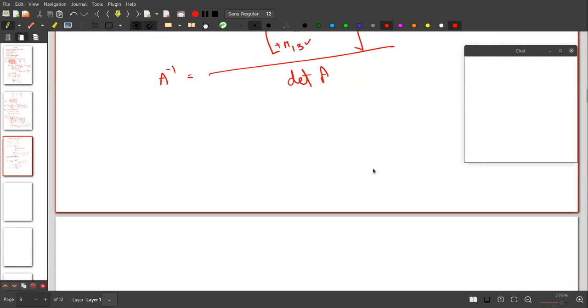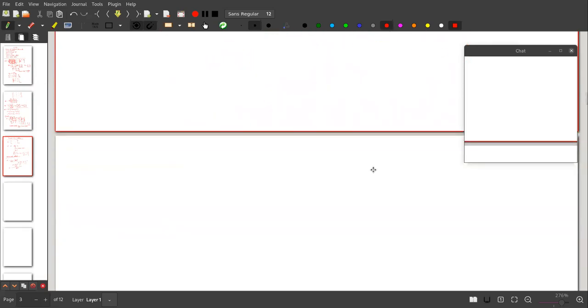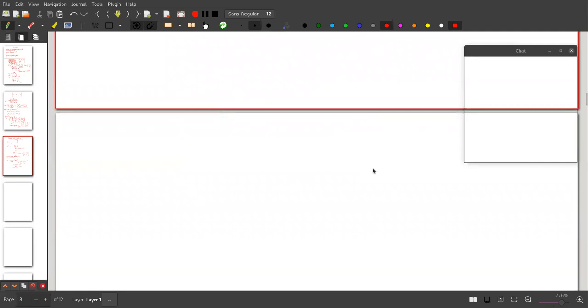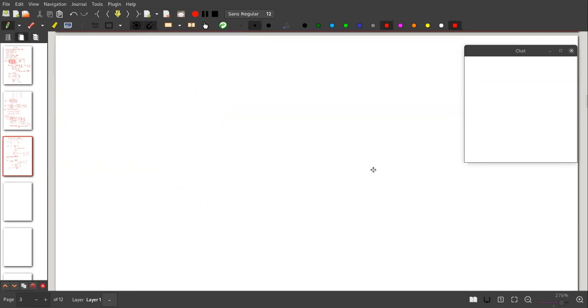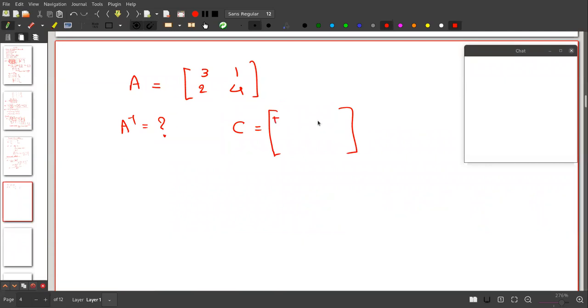Okay. So let's do one example. I'll start with 2 by 2. 2 by 2 is always an easier case. So let's start here. I'm writing A equals, I have given a matrix, say 3 1 2 4. If I want to calculate the A inverse of it, what I have to calculate first, I'll just write the cofactors of it. So let's write plus minus first, and then we'll fill up all the blank spaces.